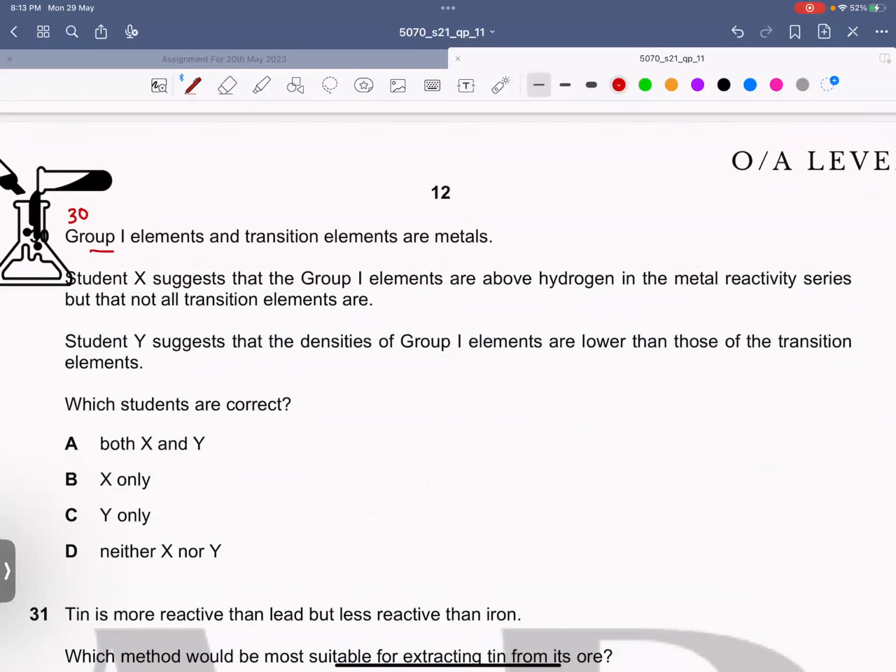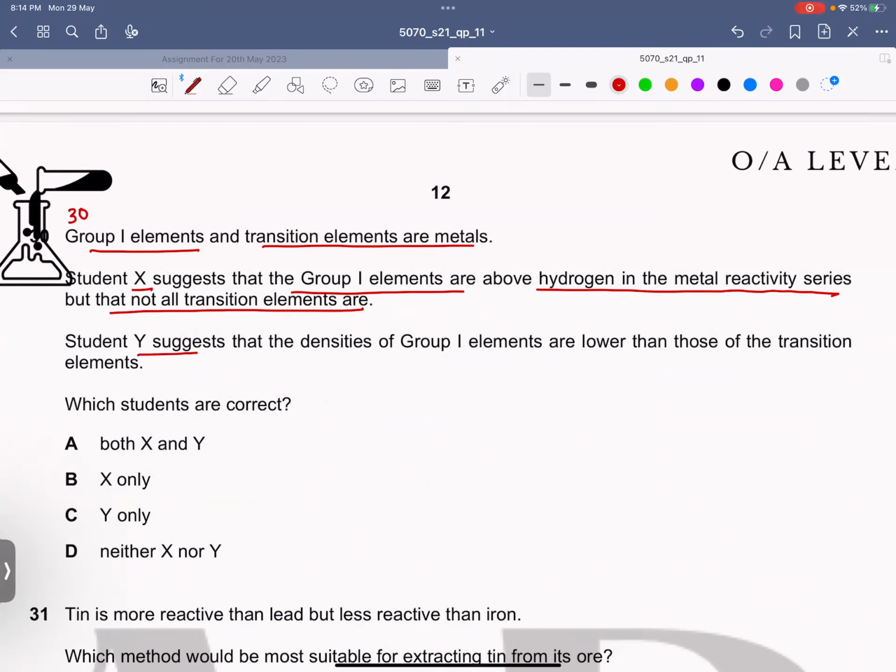Now question number 30. Group 1 elements and transition elements are metals. Student X suggests that group 1 metals are above hydrogen in the metal reactivity series. Yes, that's true. Potassium, sodium are above. But that not all transition elements are. Yes, because zinc and iron are above hydrogen, but mercury, silver, copper are below hydrogen.